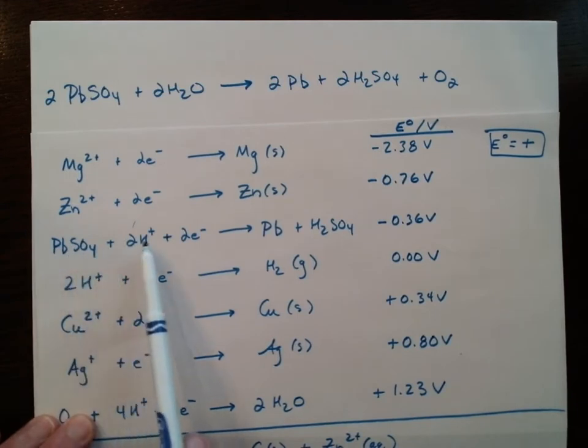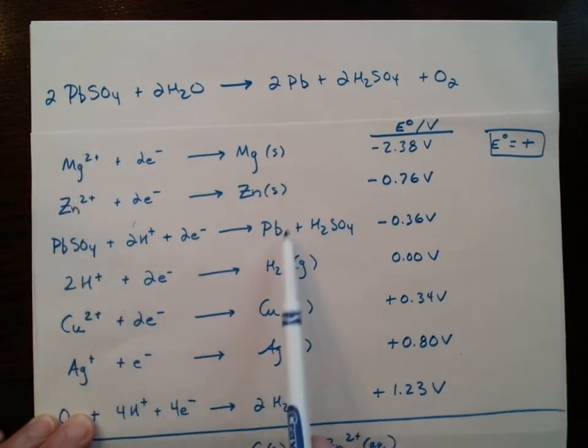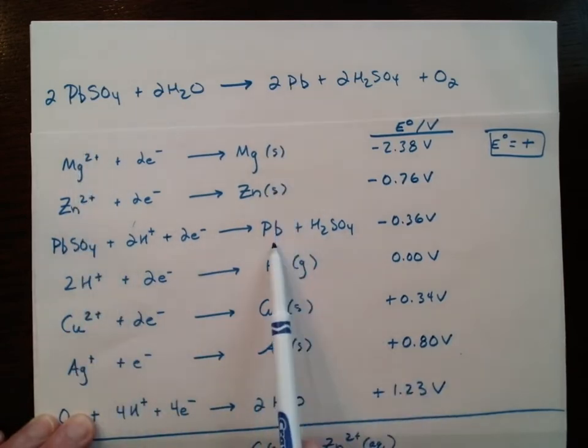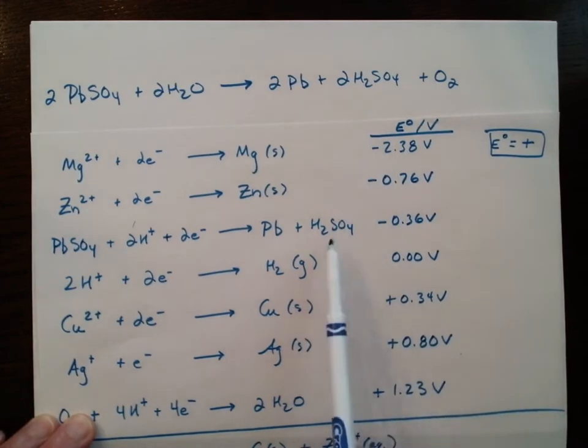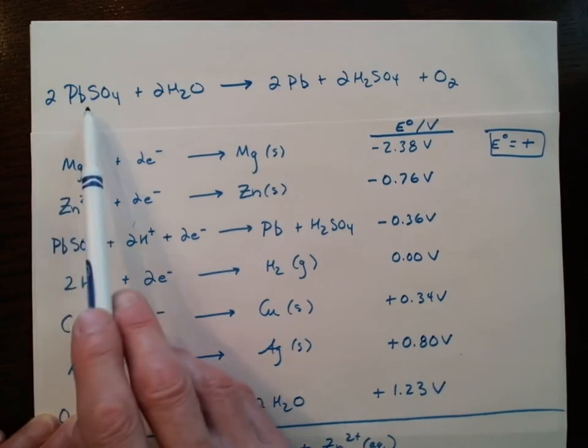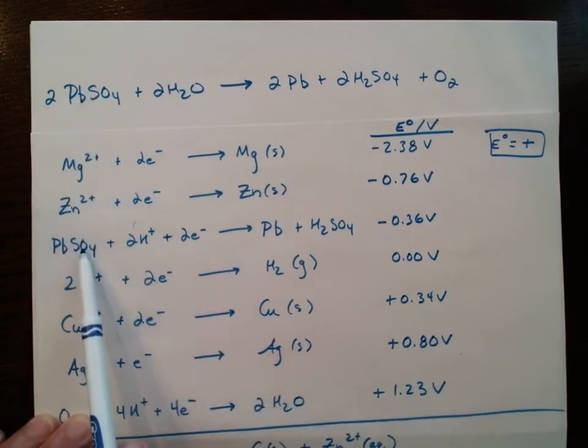And look at this here. I see this particular reaction, boy, that's got some lead sulfate on the reactant side. It's got some solid lead on the product side and some sulfuric acid. I think I'm going to need to use this equation here as my reduction. The lead sulfate's on the reactant side, and that matches here.